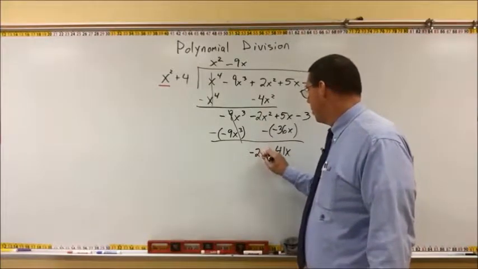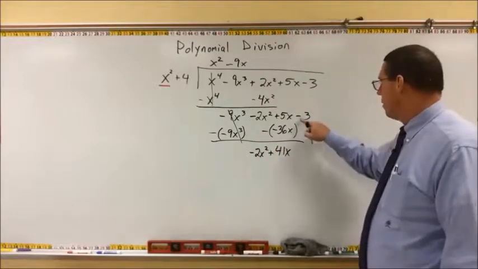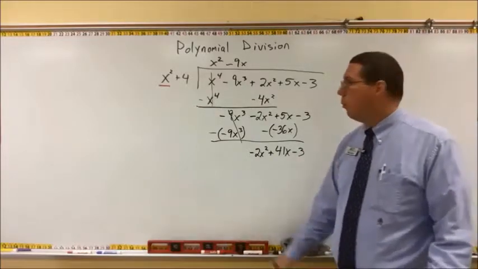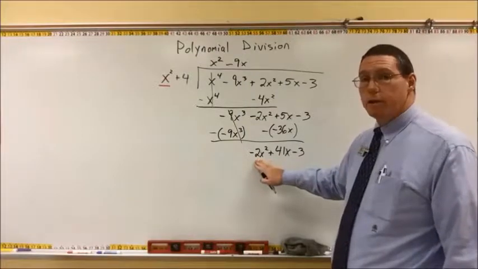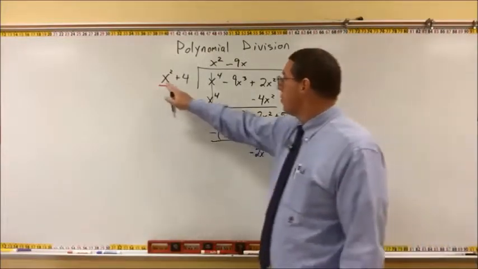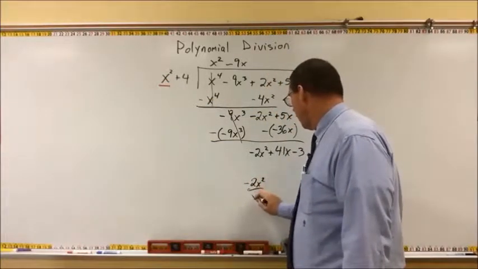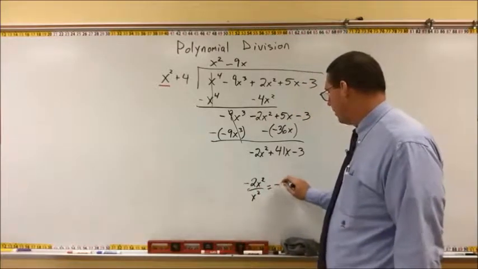Negative 2x squared. This is a positive 41, so we'll put a plus. Bring down the minus 3. And now we're going to continue. Will this x squared divide into this first term here? It sure will, and because it'll divide in, we can go ahead and divide it. So if we were to do negative 2x squared divided by x squared, right, we would get negative 2.